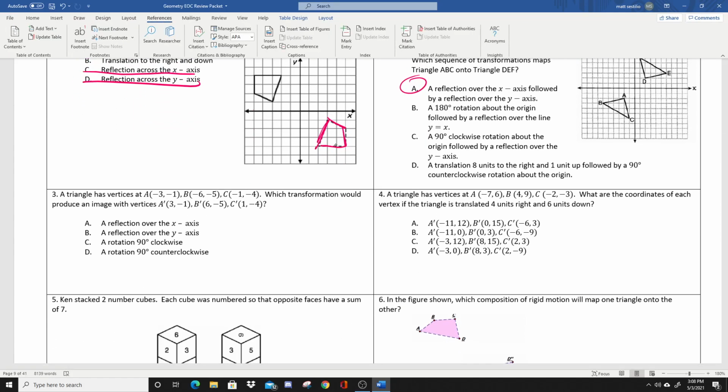Number 3, you could graph this one, but also something interesting that you can notice is that old A to new A, old B to new B, all of their x values are flipping. And it looks like their y values are staying the same. So that should lead you to figure out which one it is, but if you don't, let's just graph a few of these really quickly.